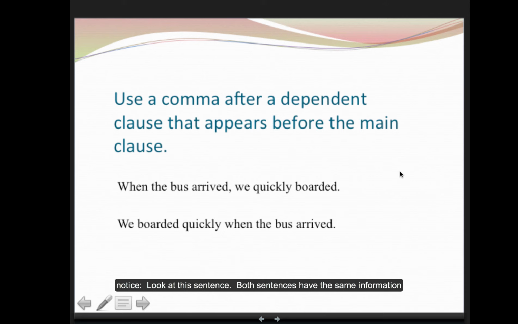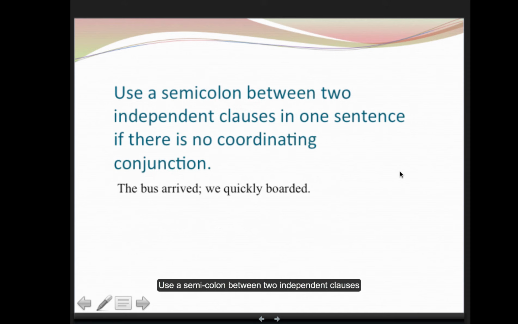Notice, look at this sentence. Both sentences have the same information. When the bus arrived, comma, we quickly boarded. The next sentence is we boarded quickly when the bus arrived. Look at those two. What is the main difference? They have the same information, the same independent and dependent clauses. The only difference is the comma. If the main clause comes first, don't use a comma.